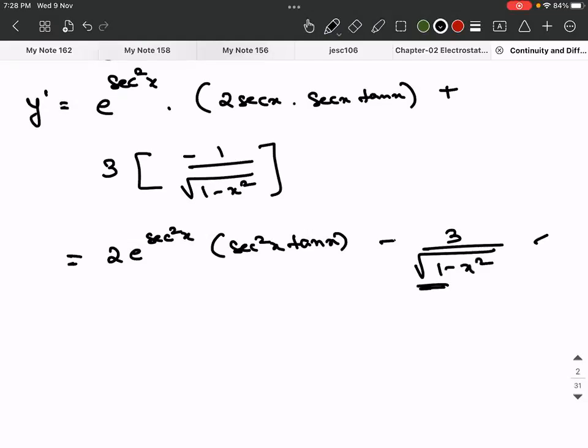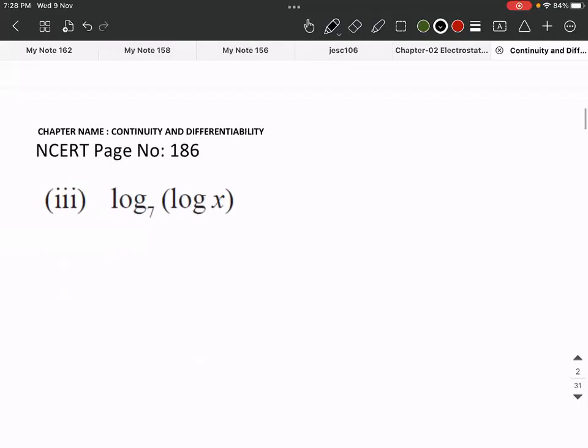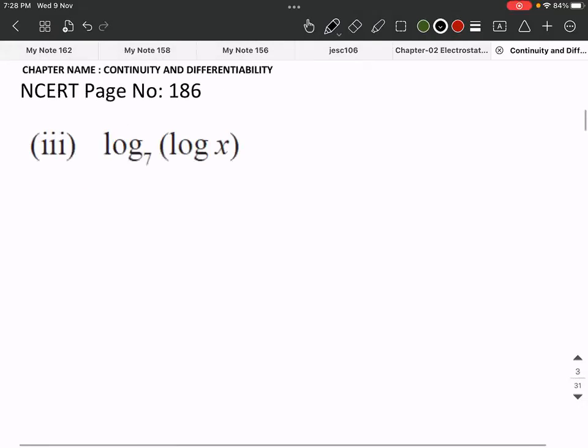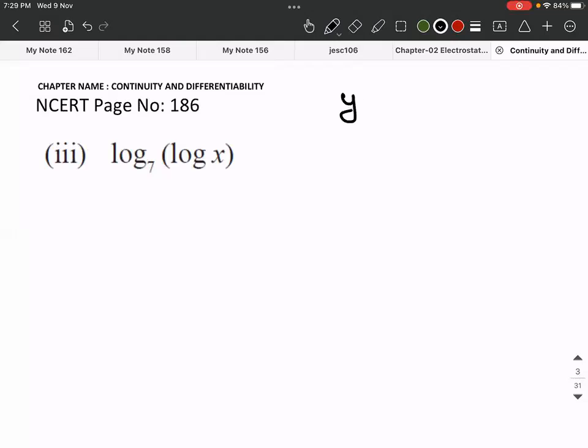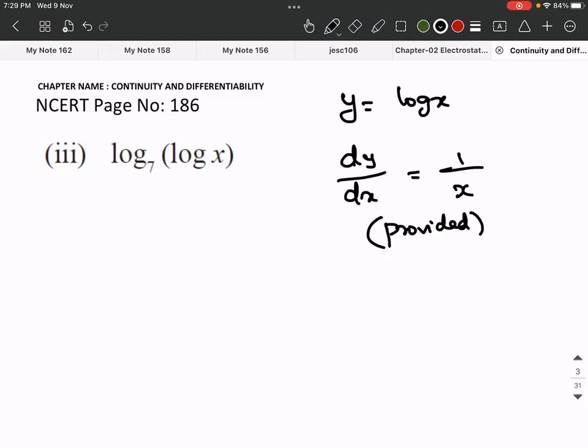Okay. Yes, sir. This is a problem where you need to be very careful. I have a question. Y is equal to log x. What is dy by dx? 1 by x. It is 1 by x provided, what is the condition I need to have in my mind? What should be the base of log? Provided the base of log is e.